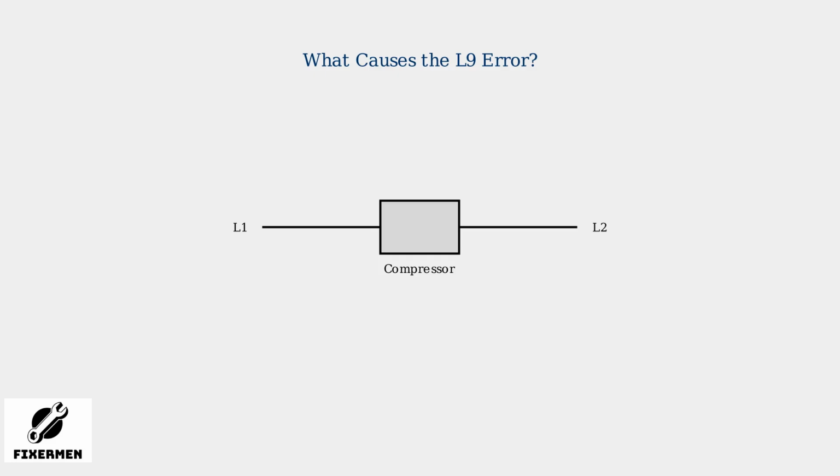In single-phase systems commonly found in homes, several electrical issues can trigger this protective fault. One common cause is voltage fluctuations. The system expects stable voltage around 240 volts, but if it drops below 187 volts or exceeds 253 volts, the phase protection activates to prevent damage.